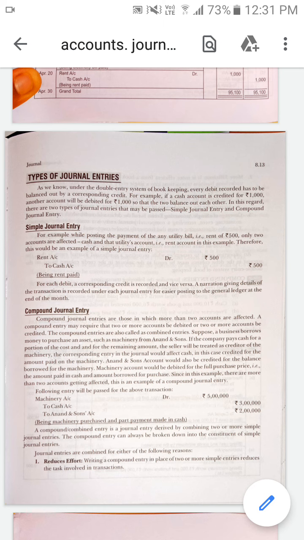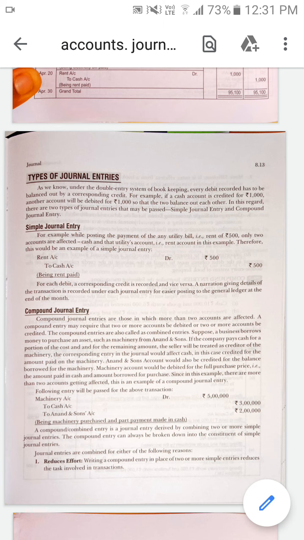Next we are going to study the compound journal entry. In compound journal entries, more than two accounts are affected. Understood? So it requires two or more accounts to be debited or two or more accounts to be credited. It is called a compound journal entry. It is also called a combined entry. Compound journal entry, another name is combined journal entry. Understood? So here is one of the examples.